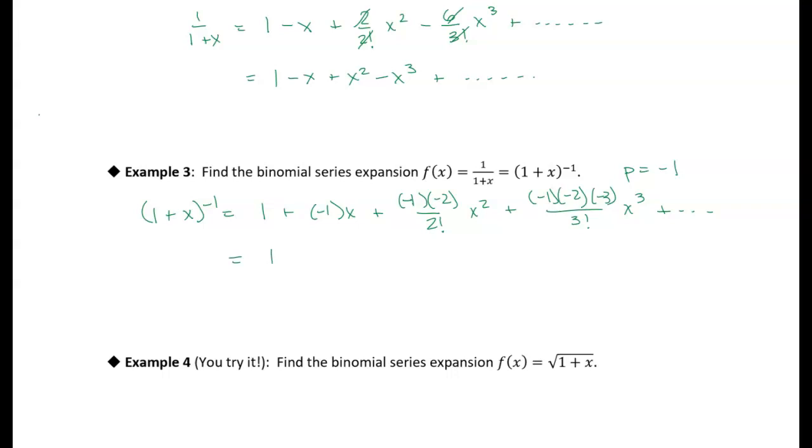So we've got 1, let's back up. That's going to be minus x. I'm just going to get rid of that plus and minus 1 and make it minus x. And then minus 1 times minus 2 becomes positive 2 over 2 factorial, which is just 1. So we have x squared. And then this will clean up to just minus 1 times x cubed. So minus x cubed. And so we get the same thing.